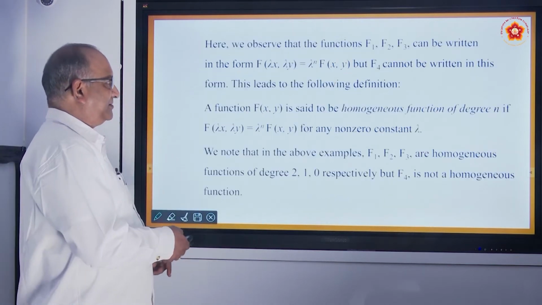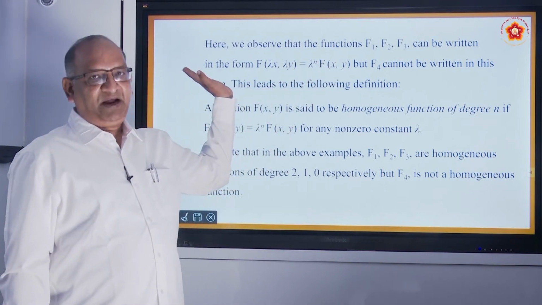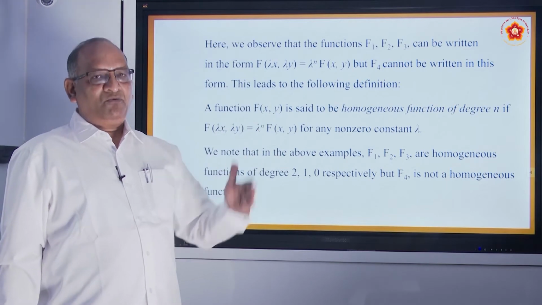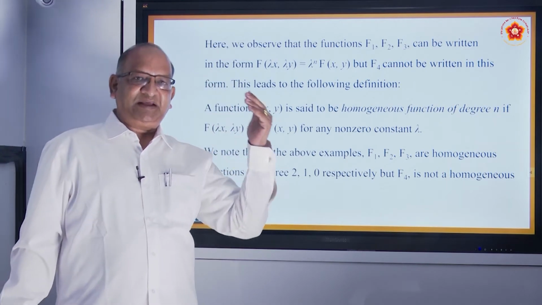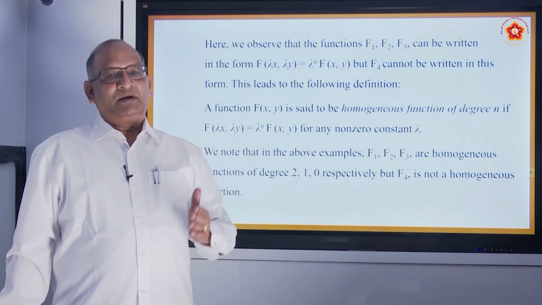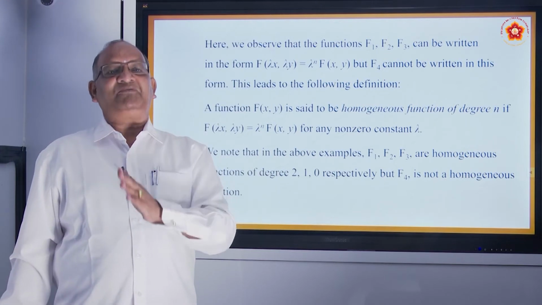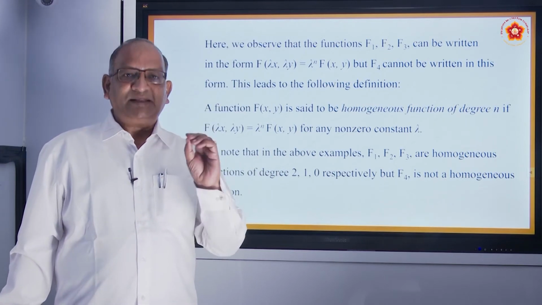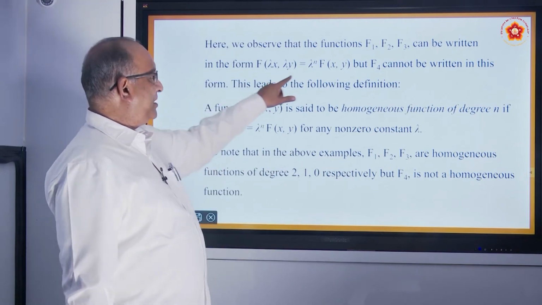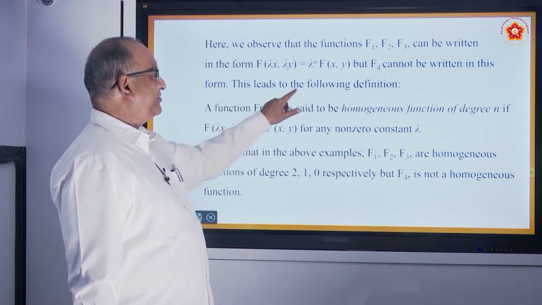Let us move forward. Here we observe that, as we have already discussed, f1, f2, f3 were three functions in which, when we replace x and y with lambda x and lambda y, the result was lambda to the power n of the same f1, f2, f3. So all the first three were homogeneous and can be written in this form, but f4 cannot be written in this particular form. This leads to the following definition.